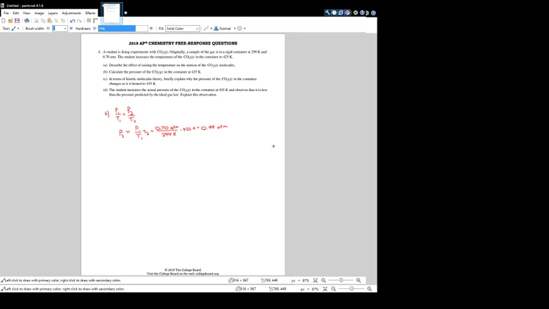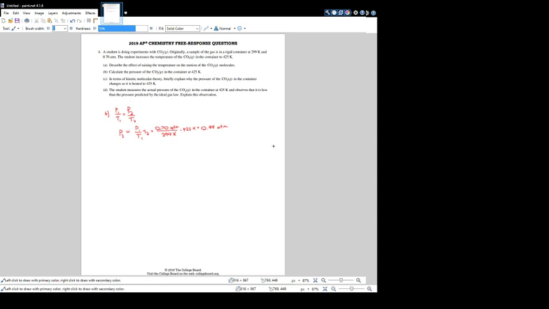And part D says the student measures the actual pressure of the CO2 in the container at 425 Kelvin and observes that it is less than the pressure predicted by the ideal gas law. Explain this observation. So an important part of the ideal gas law is that it assumes that there are no intermolecular attractions between the gaseous particles, and that the volume of the gaseous particles relative to the container is negligible. If you look at the actual equation that accounts for this, called the van der Waals equation, you'll see a correction factor that accounts for these intermolecular forces and the volume of each particle. But you don't really have to know the van der Waals equation to answer this question.